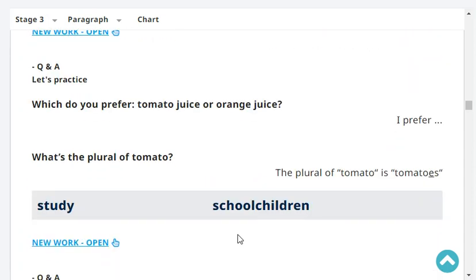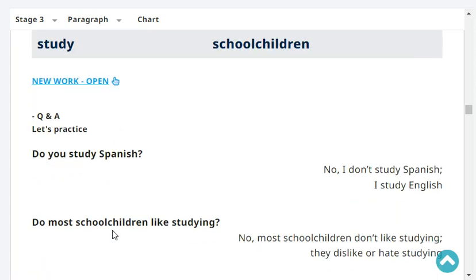Greg, which do you prefer, tomato juice or orange juice? I prefer tomato juice to orange juice. Very good. What's the plural of tomato? The plural of tomato is tomatoes. Very good.